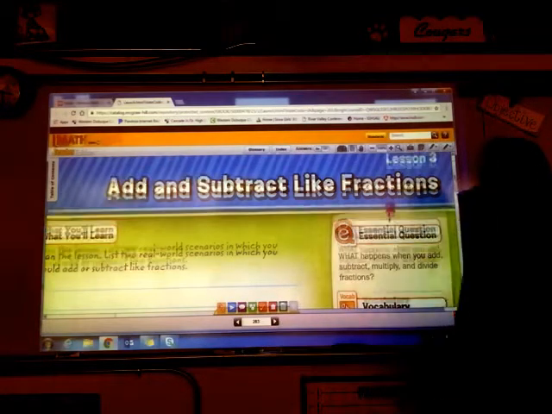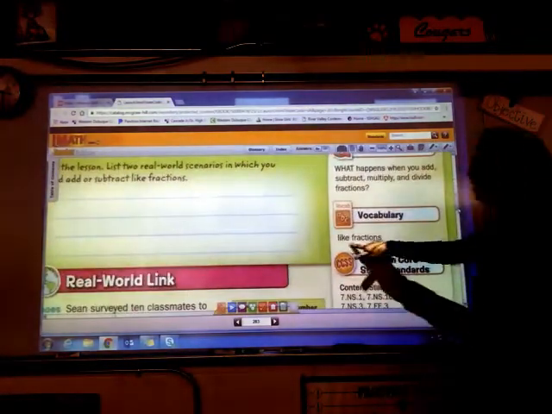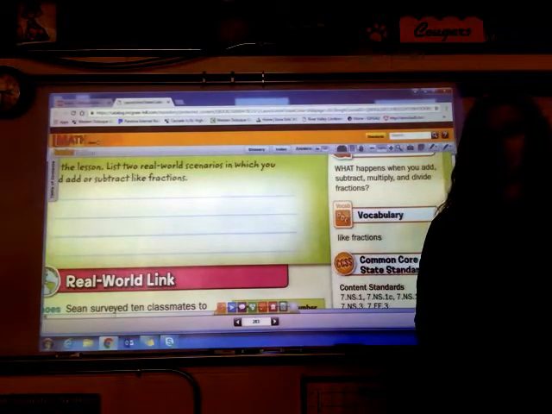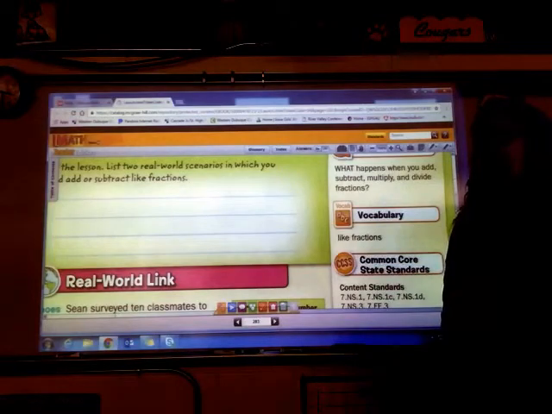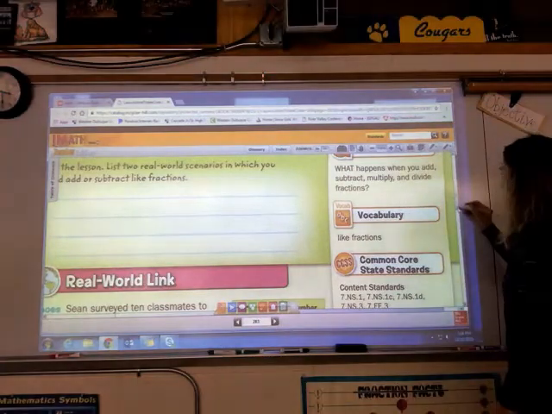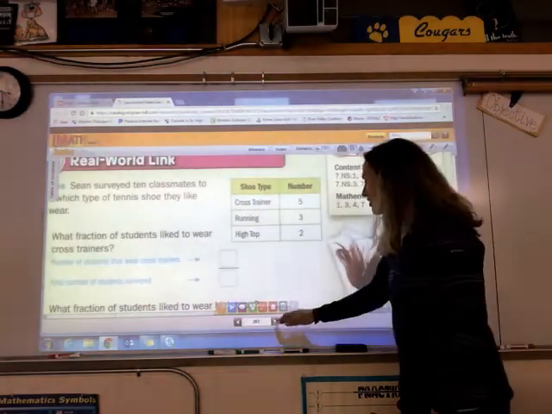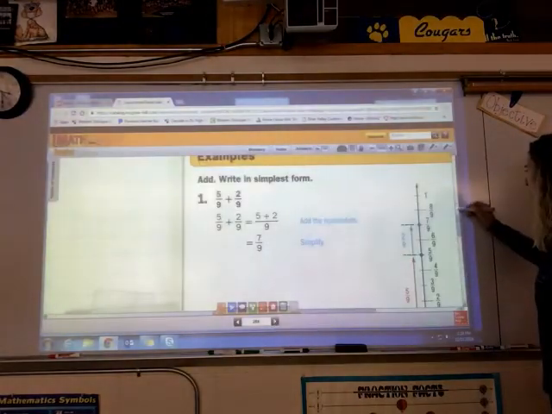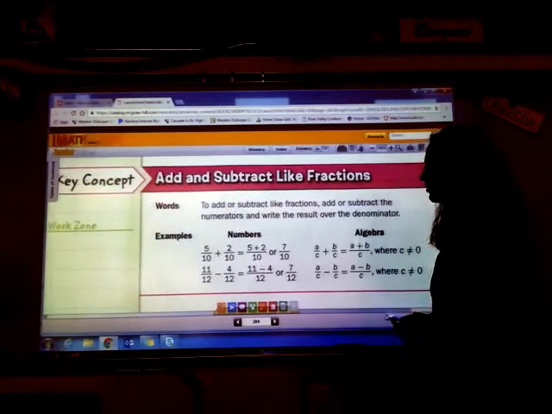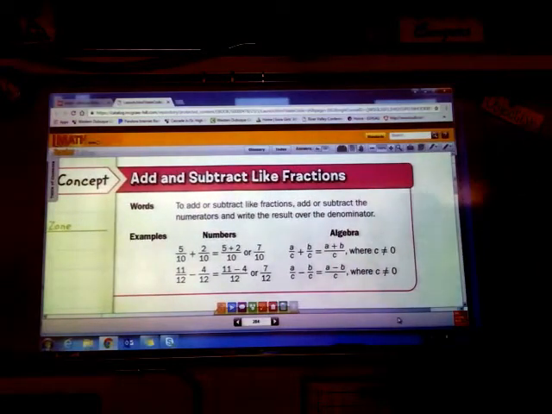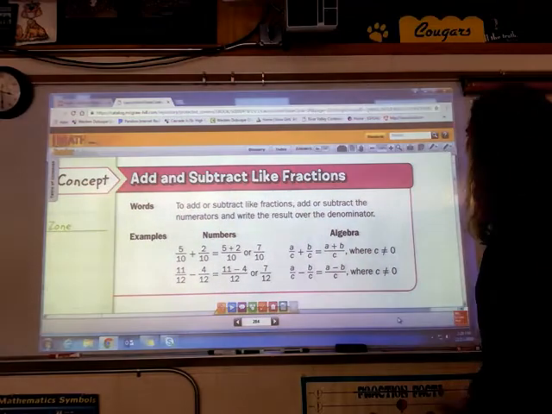We do have one vocab word that you need to fill in on your vocab web. It is going to be like fractions, so please make sure you get that filled in. Okay, we're going to jump to page 284 in your book. As I said earlier, we're going to be able to both add and subtract like fractions.